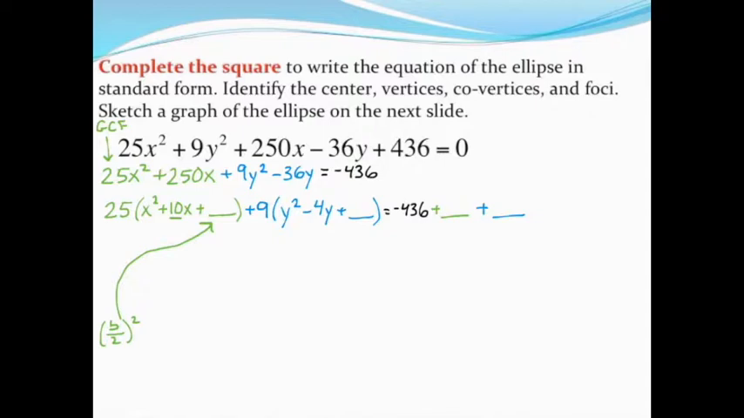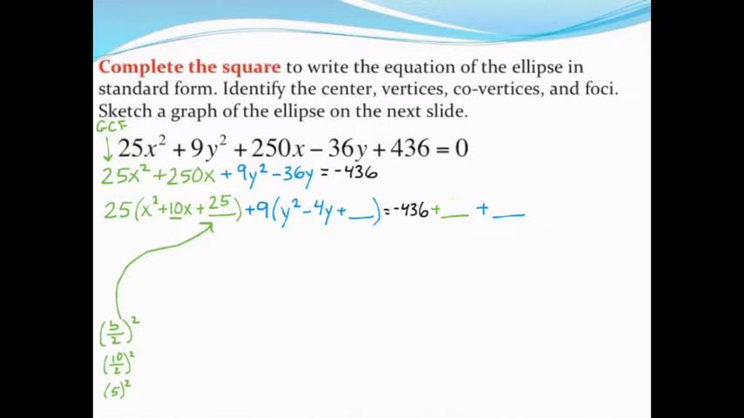So let's see, our b value is 10, so 10 divided by 2 squared becomes 5 squared. And it's important that it's in parentheses, especially if that value is negative. So that missing number for the blank becomes 25. So I add 25 right here, and then I don't add 25 right there.